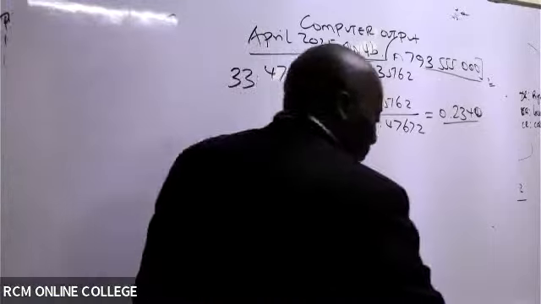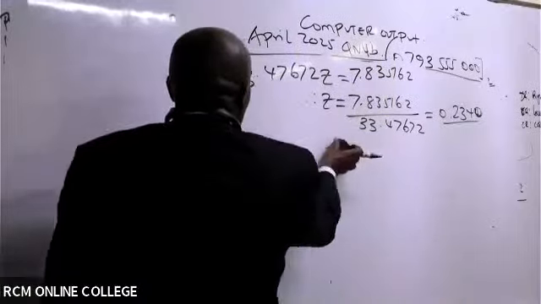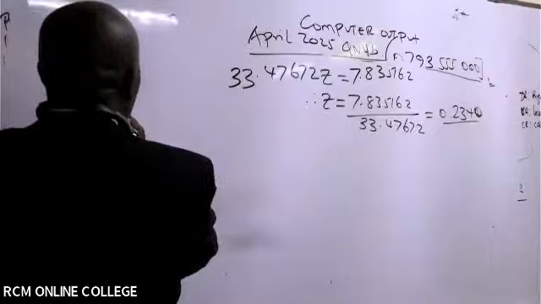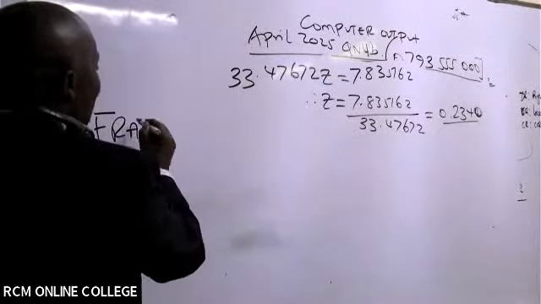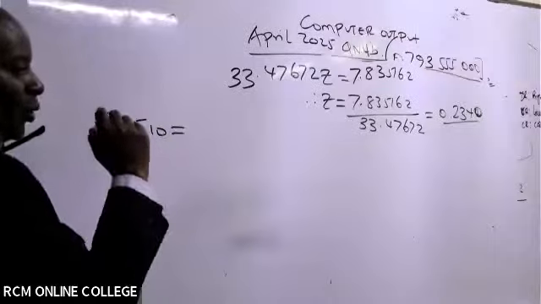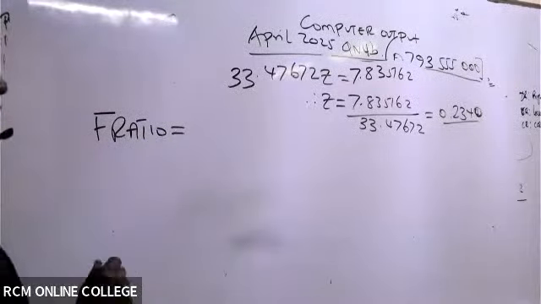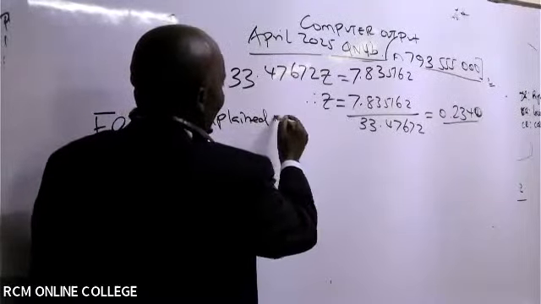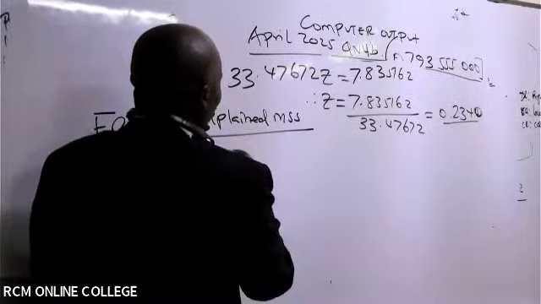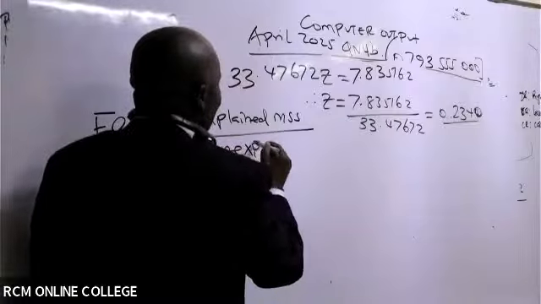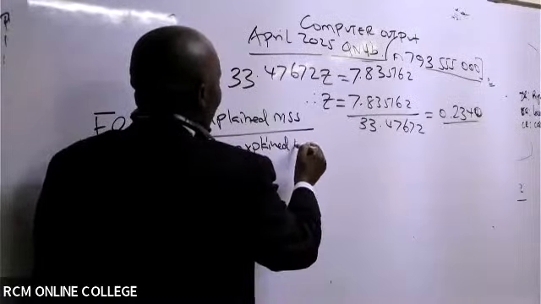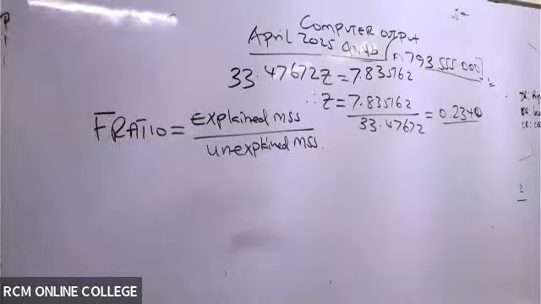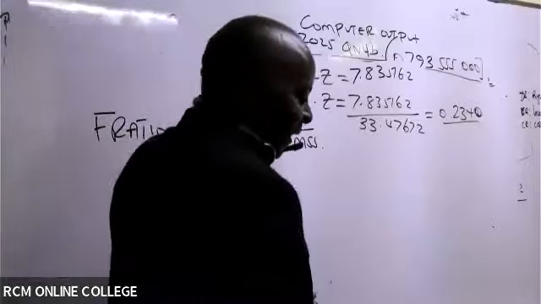How do we get this F ratio? I will give you a formula, first of all, and see whether you will be able to apply it yourselves. So F ratio equals explained MSS over unexplained MSS. MSS stands for what in full? Mean sum of squares, isn't it?